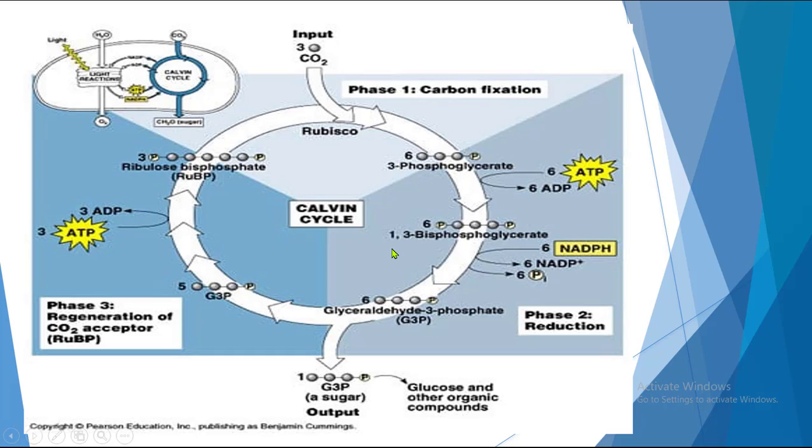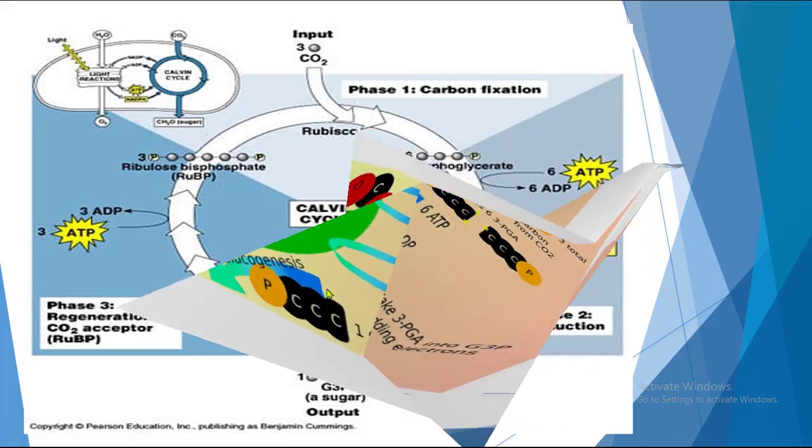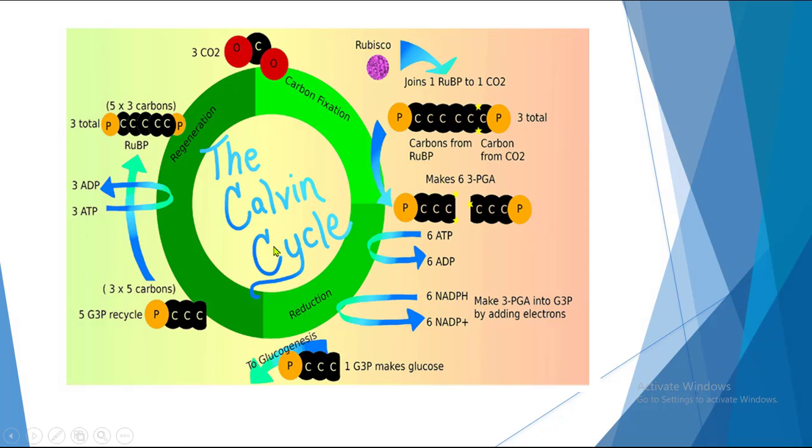So this is a complex diagram. You don't have to go into that detail. At your level, this diagram is enough because it is not discussing those details. You don't have to mention or remember all the names. So here the first step is carbon fixation.